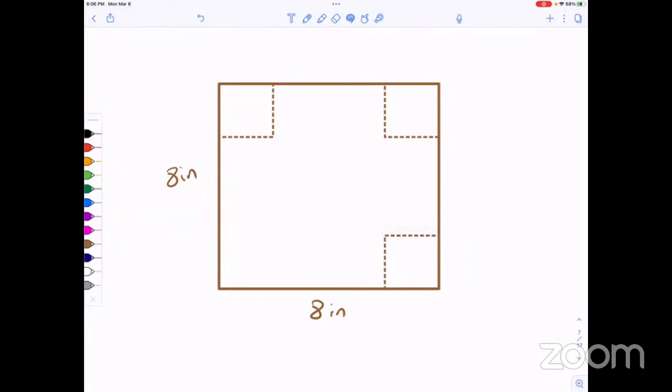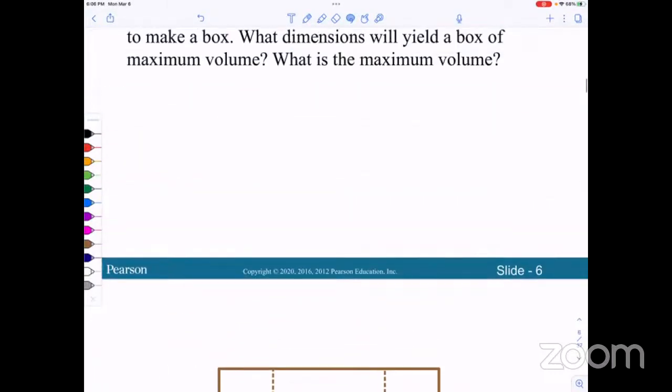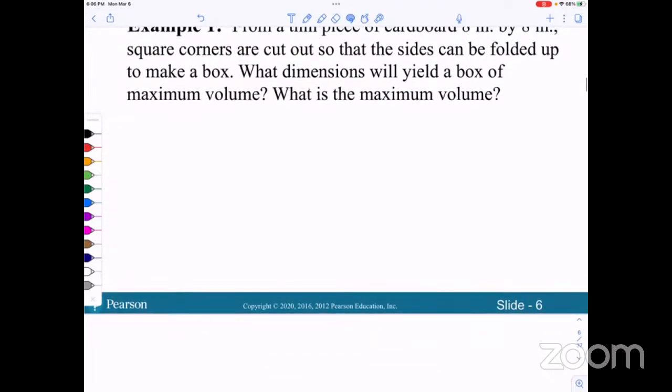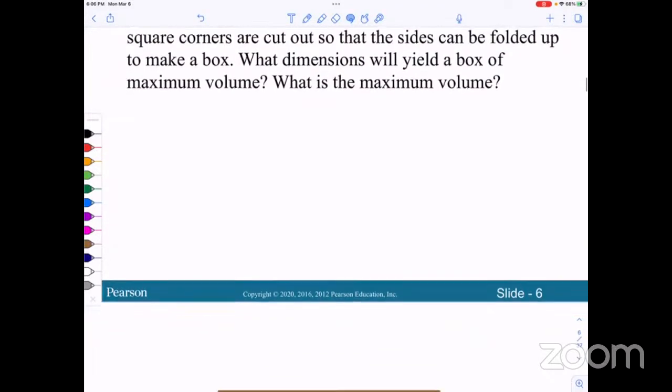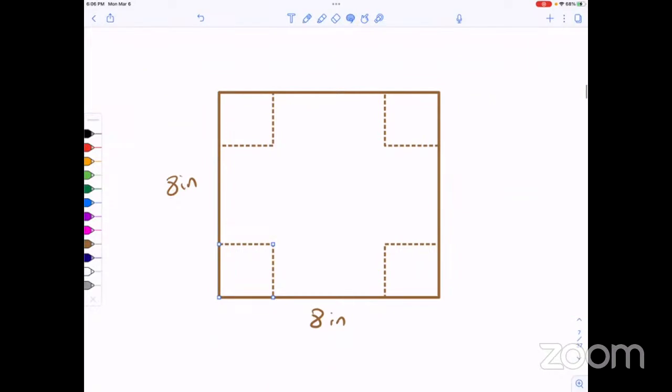All right. So we have this cardboard and we're going to cut out the square corners like this so that we can fold up the sides to make a box, right? Let me see. What dimensions will yield a box that maximizes the volume, and then what is the max volume, right? So we don't know the dimensions of these square corners that we're cutting out. All we know is that all the sides are the same length, right?